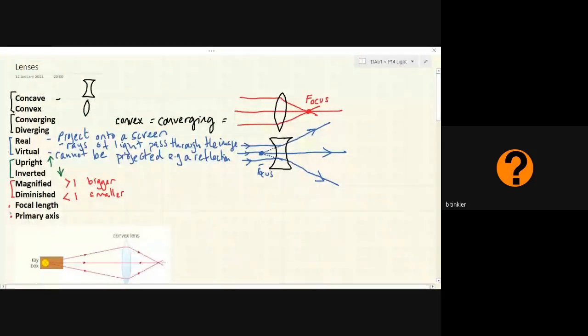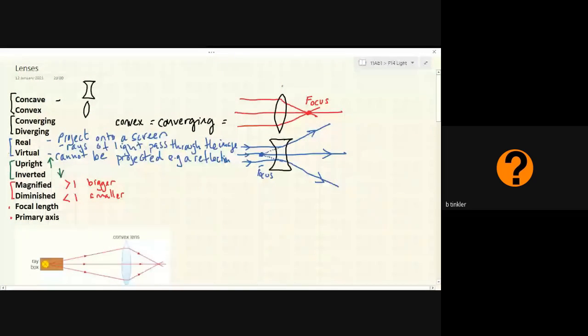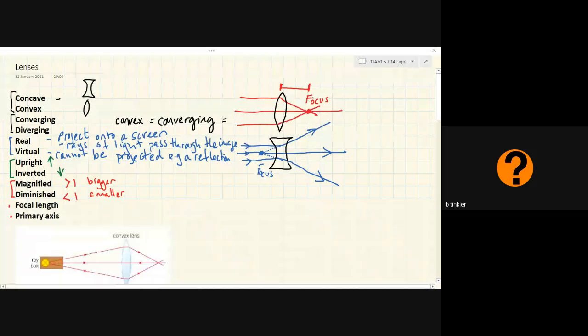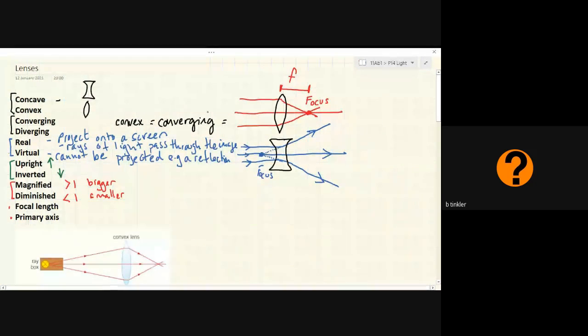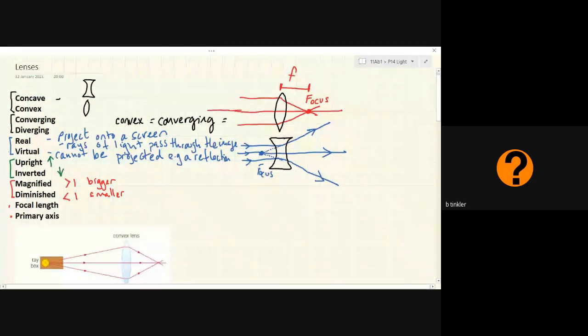And finally, we've got two keywords here that refer to lenses. The focal length is the distance between the center of the lens and the principal focus. So this would be the focal length. And the principal axis would be this line that goes through the center of the lens that's horizontal. And we can make measurements relative to that.